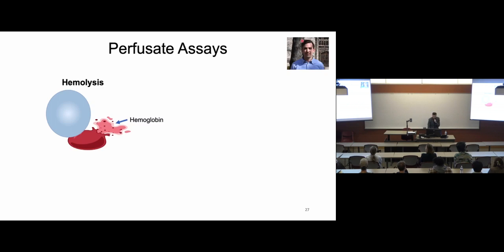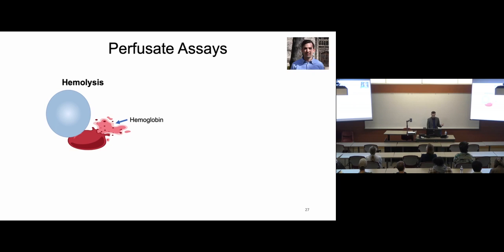A couple of years ago, my graduate student, Sam Henley, conducted this in vitro study where he would basically treat clots, collect perfusate afterwards after the clots were treated, and then assay them for each of those mechanisms.